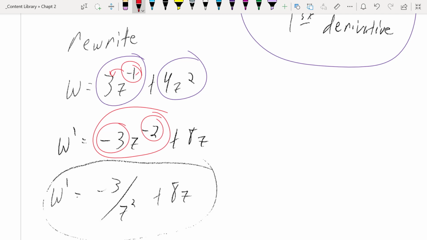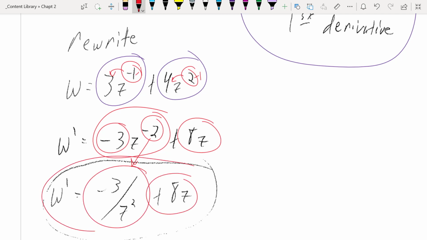Now I'm going to go ahead and take the derivative of 4z squared. So I'm going to take 2 times 4, which is 8, subtract 1 from it. So that's going to be plus 8z. I go ahead and move that z to the negative 2 back down to my denominator. So notice when I do that, it changes it to positive. So I get negative 3z squared plus 8z.